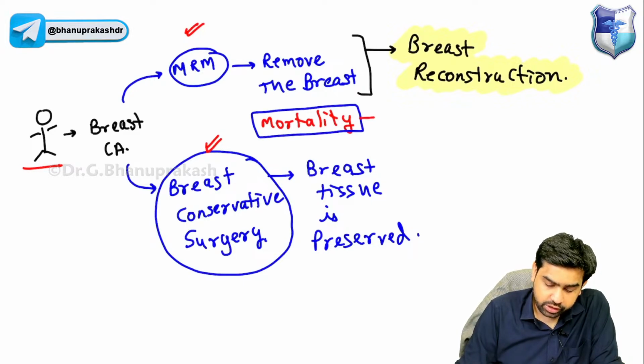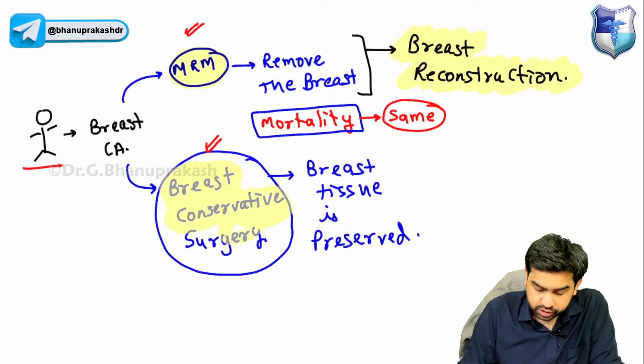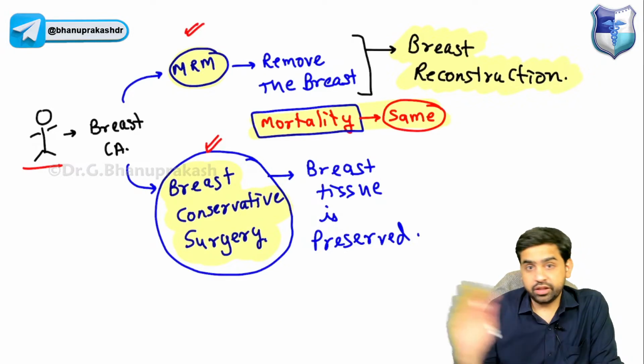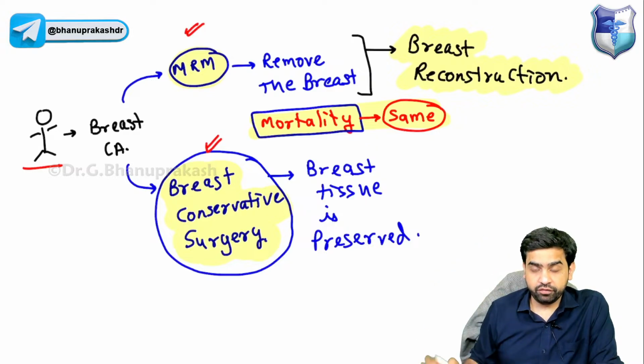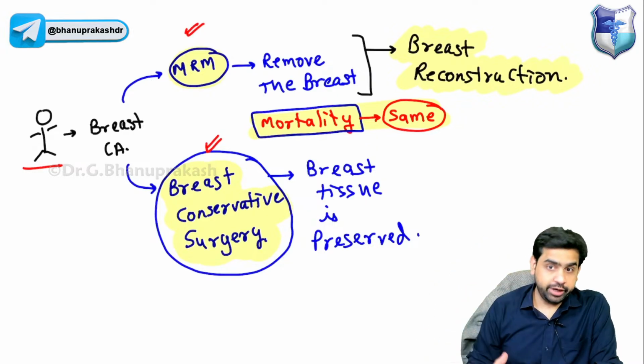Please try to understand, in both these scenarios, the mortality is the same. There is no difference in the mortality, whether the patient opts for modified radical mastectomy or for breast conservative surgery. If you consider mortality as an outcome, that is the same. It's not going to be any different, and that is the reason why as doctors we are able to give this option to the patient.